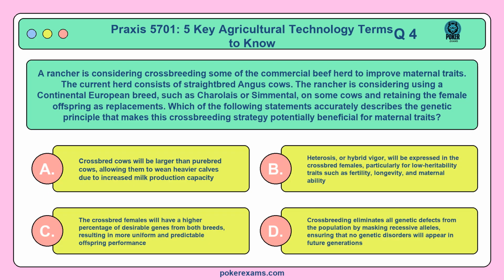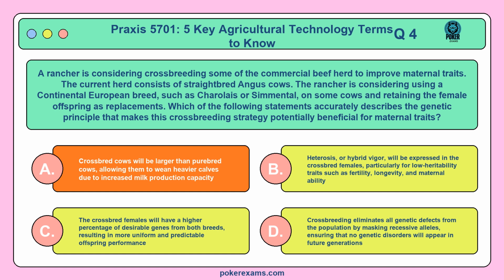Question 4. A rancher is considering crossbreeding some of the commercial beef herd to improve maternal traits. The current herd consists of straight-bred Angus cows. The rancher is considering using a continental European breed, such as Charolais or Simmental, on some cows and retaining the female offspring as replacements. Which of the following statements accurately describes the genetic principle that makes this crossbreeding strategy potentially beneficial for maternal traits?